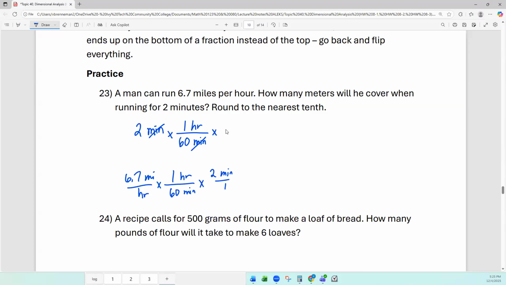So yeah, if I'm starting here, then once I have hours, then I can do the 6.7 miles per hour. So either way, now I would have the miles didn't cancel here, the minutes did. So the minutes cancel. So I have miles now, and I want to know how many meters.